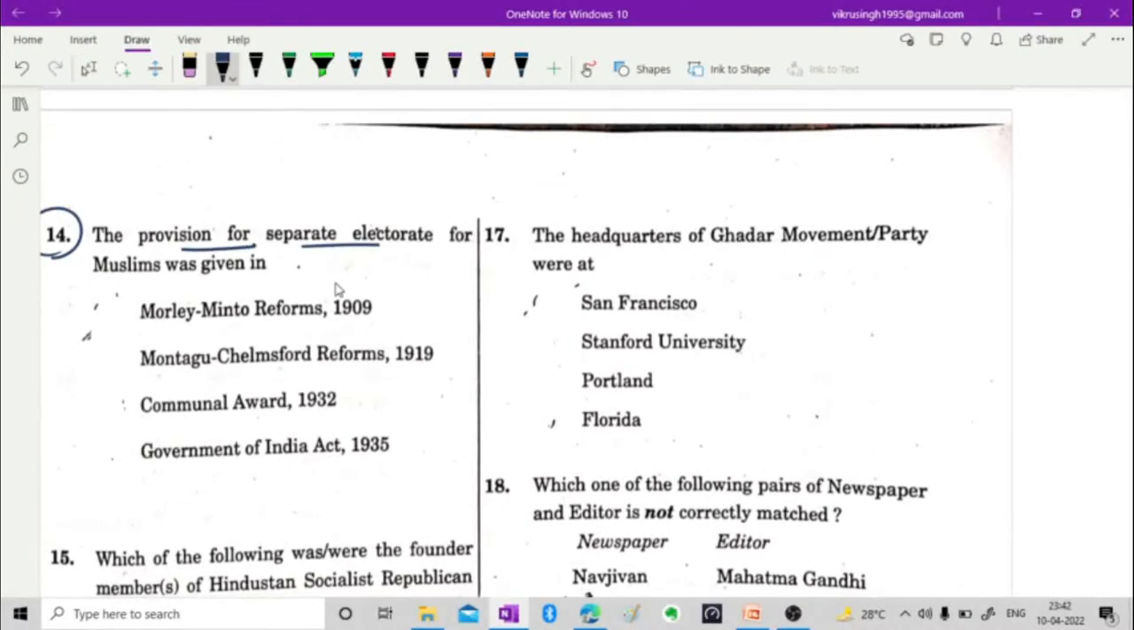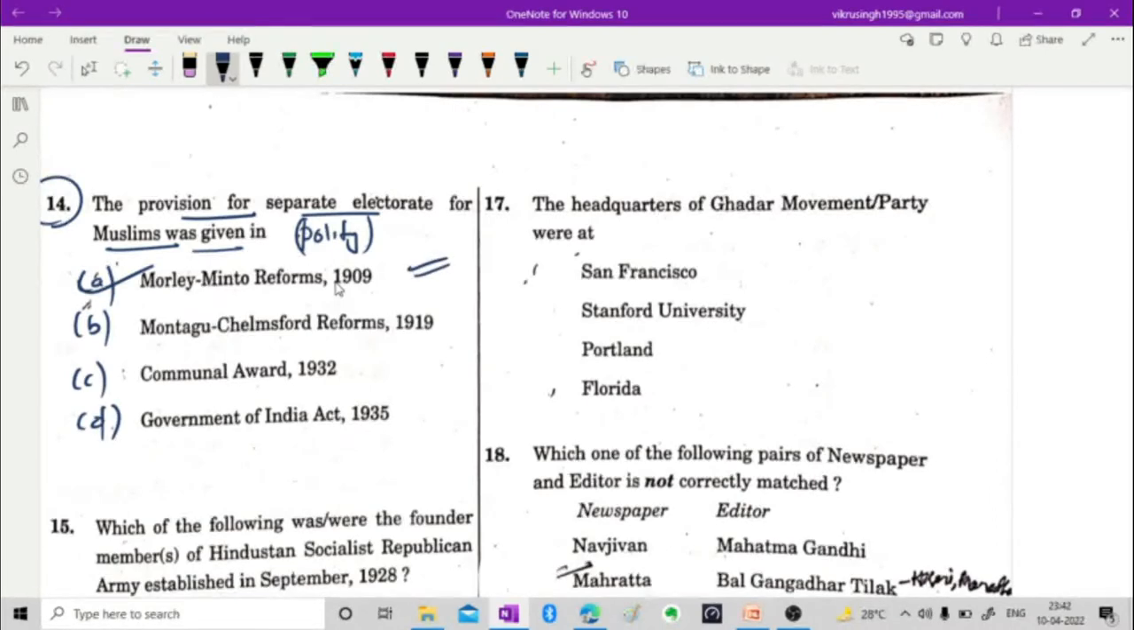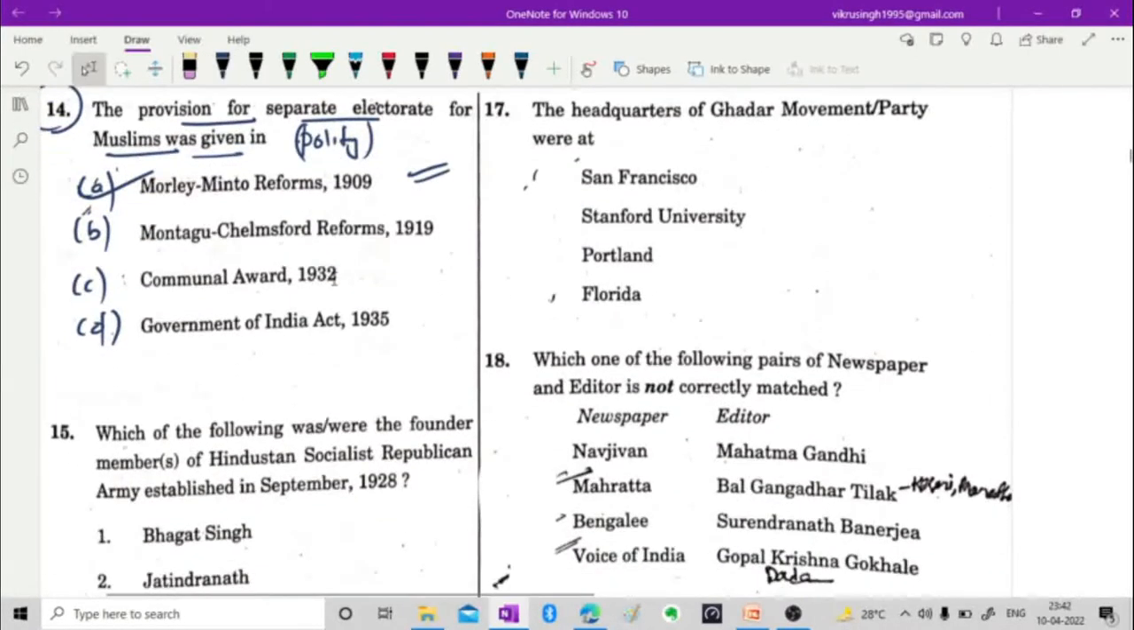Question number 14, the provision for separate electorate for Muslims are given in. तो सेपरेट इलेक्टोरेट किस में था, दिस इज वेरी इंपॉर्टेंट क्वेश्चन फ्रॉम पॉलिटी सेक्शन. पॉलिटी के बहुत ही इंपॉर्टेंट क्वेश्चन ये. सो इट इज द मॉरले माउंटे रिफॉर्म्स, द वेरी फर्स्ट चैप्टर ऑफ लक्ष्मीकांत का बुक में ये पहला ही चैप्टर है. द रेगुलेटिंग एक्ट, द गवर्नमेंट ऑफ इंडिया एक्ट ऑफ 1935, उसमें सब में यहाँ दिया गया है इट्स इंडिया एक्ट. सो दिस इज द करेक्ट ऑप्शन.